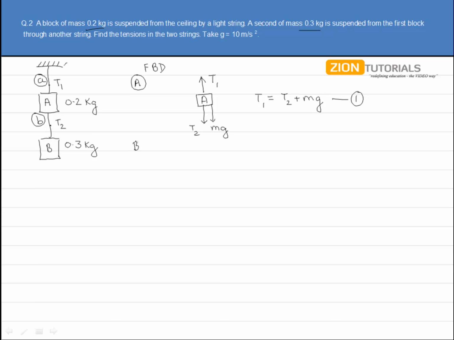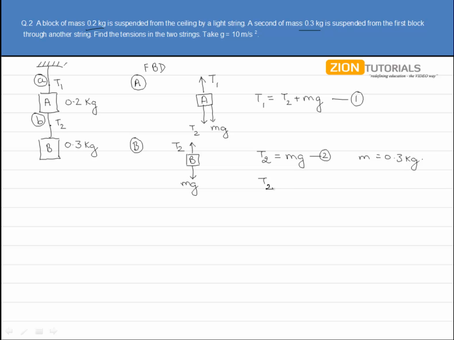In a similar manner, we can make the free body diagram for block B, in which T2 is acting in the upward direction and an mg force is acting in the downward direction. Again, balancing both the forces, we get T2 equals mg. Here, remember m is equal to 0.3, whereas above it was just 0.2.